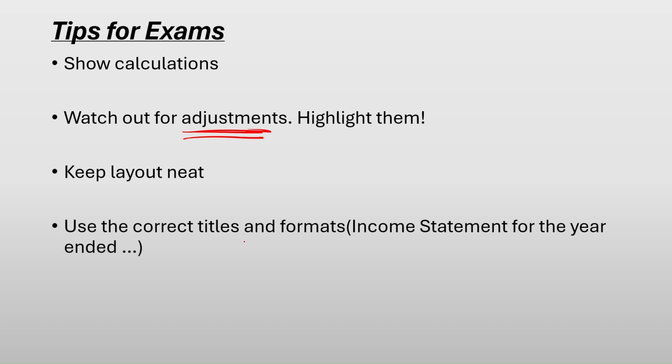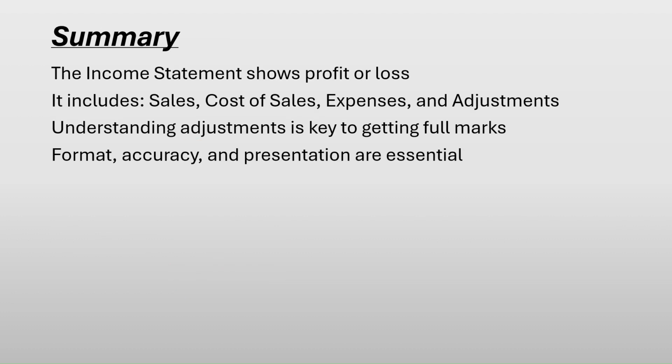Then with this one, you're going to have to use the correct titles and formats. This one is also very important. For example, the income statement for the year ended. Dates in accounting are very important, guys. So remember that when you write the income statement for the year ended June 2024 whatsoever, you need to be precise on when it did end because that is very important information. So dates are also very important. Your titles and formats, right? So make sure that you remember that.